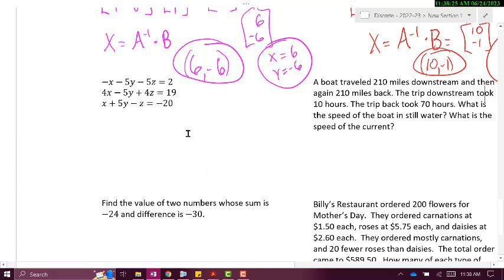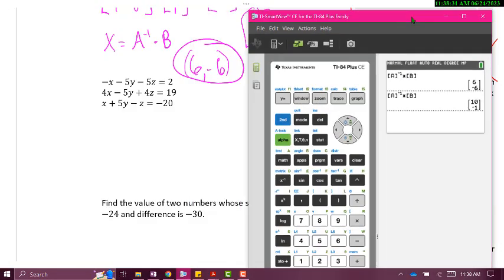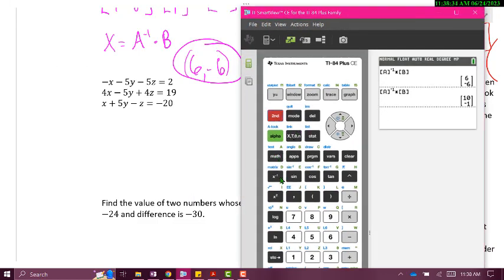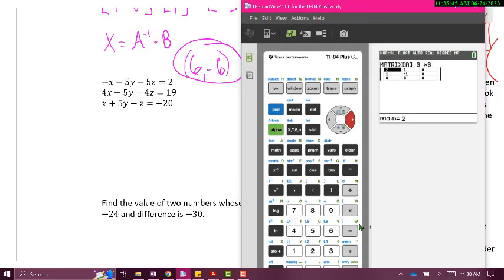Alright, let's do this 3 by 3 because that's kind of a pain. So we go back to our matrix menu, edit, and we want 3 by 3 instead of our 2 by 2. So again, make sure you type in your negatives. Negative 1, negative 5, negative 1, negative 5, negative 5, 4.